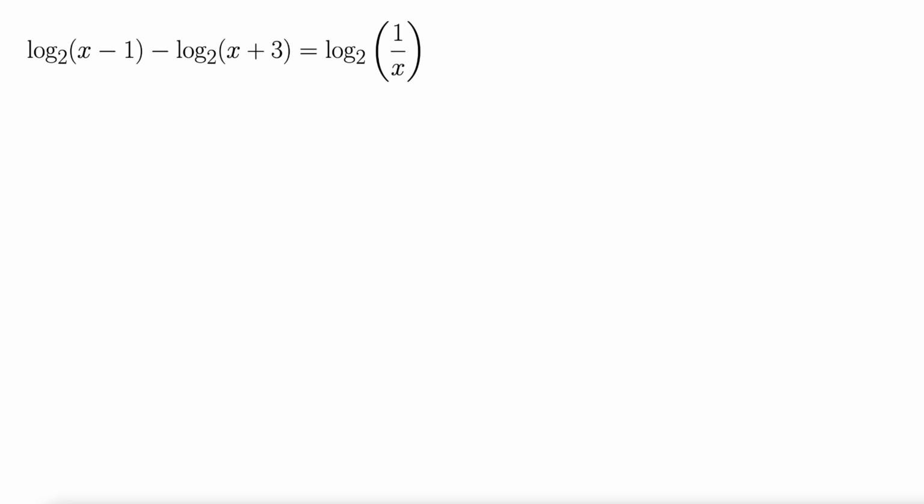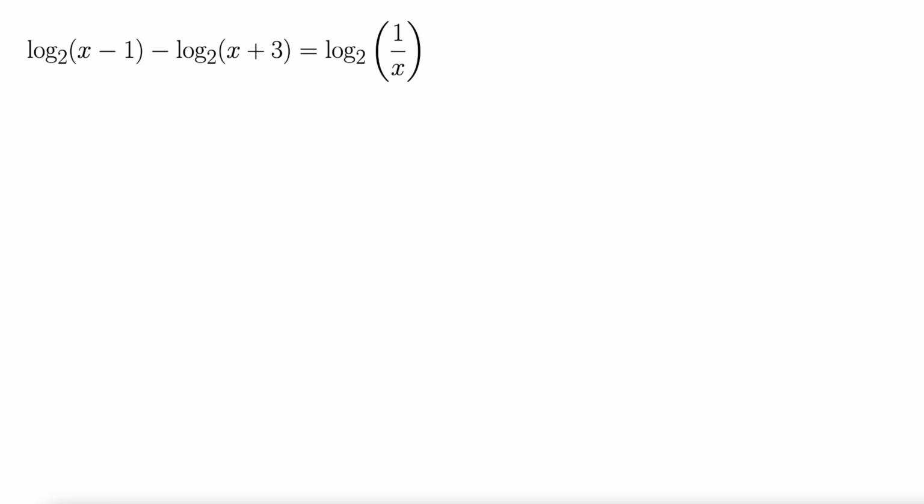Here's an interesting example, and I'll show two different ways of doing this. The first one will be an easy way, the second one will be a hard way. So let's see, we have log base 2 of x minus 1 minus log base 2 of x plus 3 equals log base 2 of 1 over x.